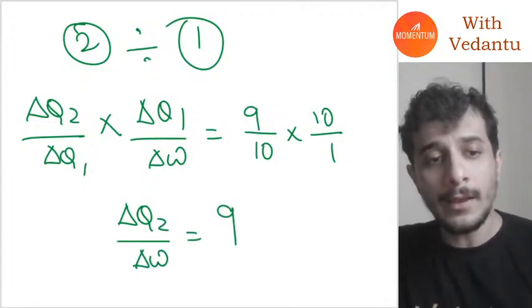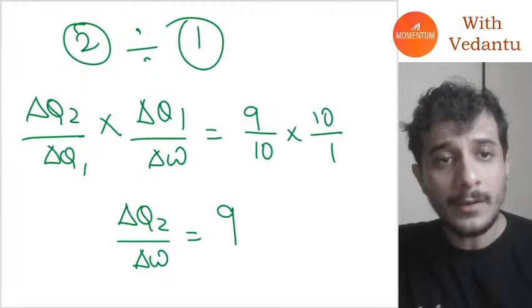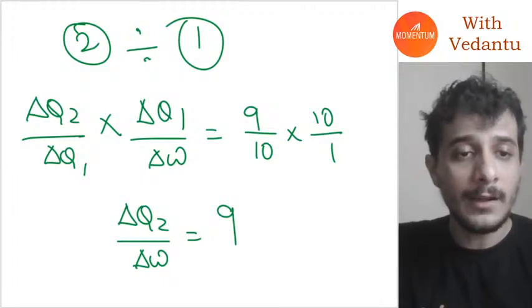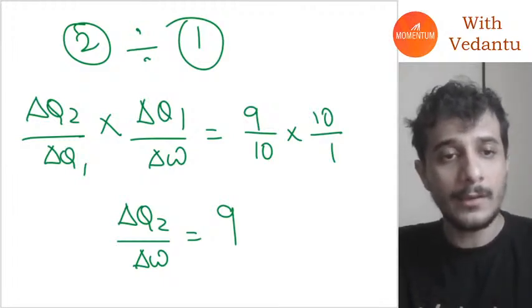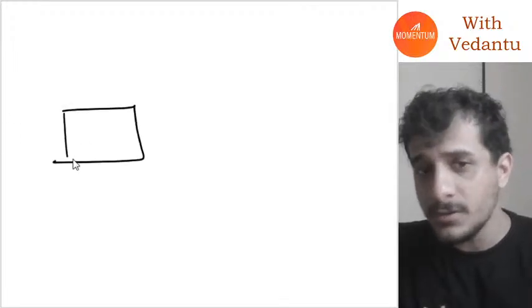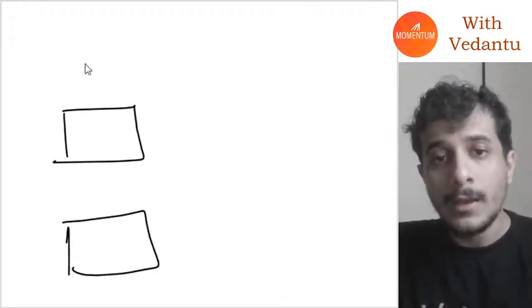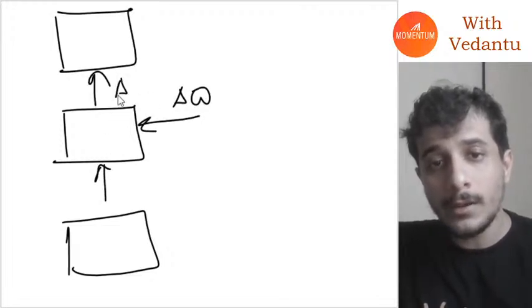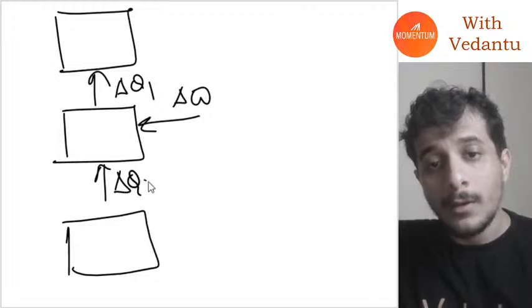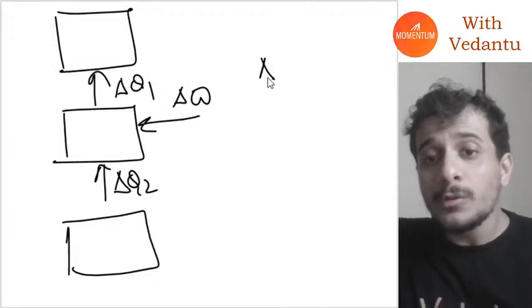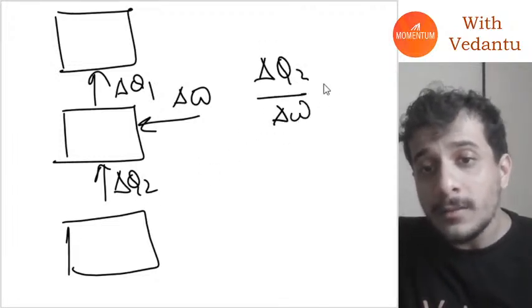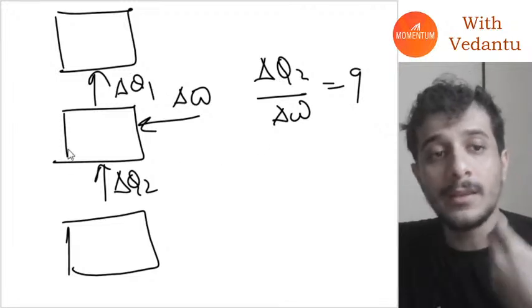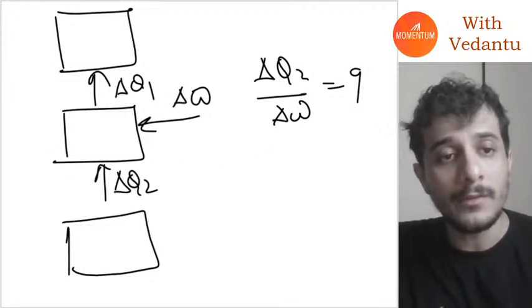Now, why did I do this, guys? Because if I start using this engine as a refrigerator, then things will start going in the opposite direction. But in this case also, the ratio will still remain the same, even when it is used as a refrigerator.